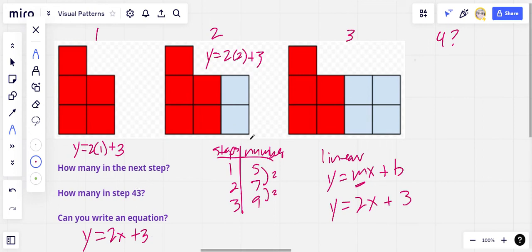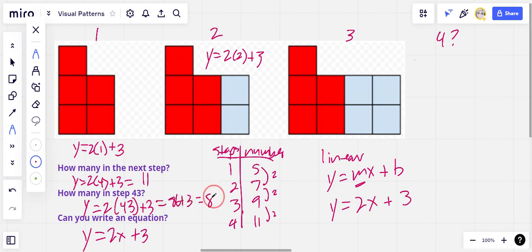All right, so how many in the next step? Well, that should be easy to eyeball. We're going up by 2 every time, so step 4 should go from 9 to 11. And if we plug that in our formula, y equals 2 times 4 plus 3. 2 times 4 is 8, plus 3 is 11. That checks out. And then we can use the equation again for step 43. y equals 2 times 43 plus 3. 2 times 43 is 86, plus 3 would be 89, just like last time.